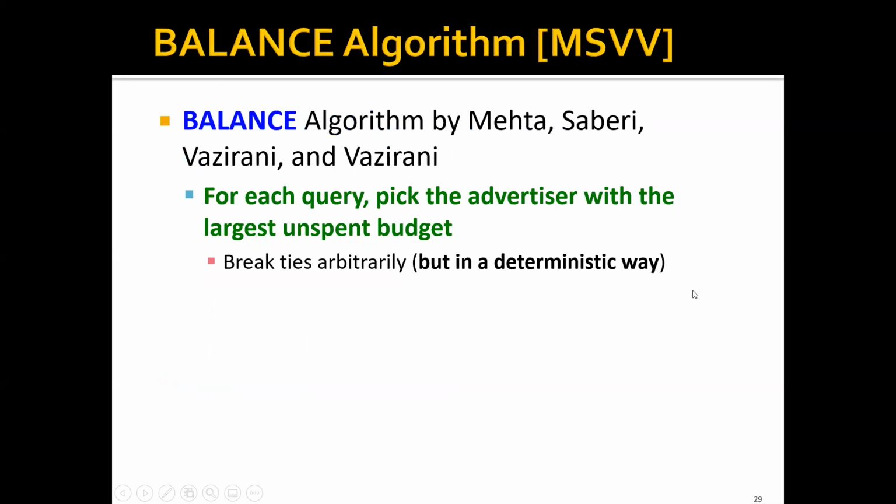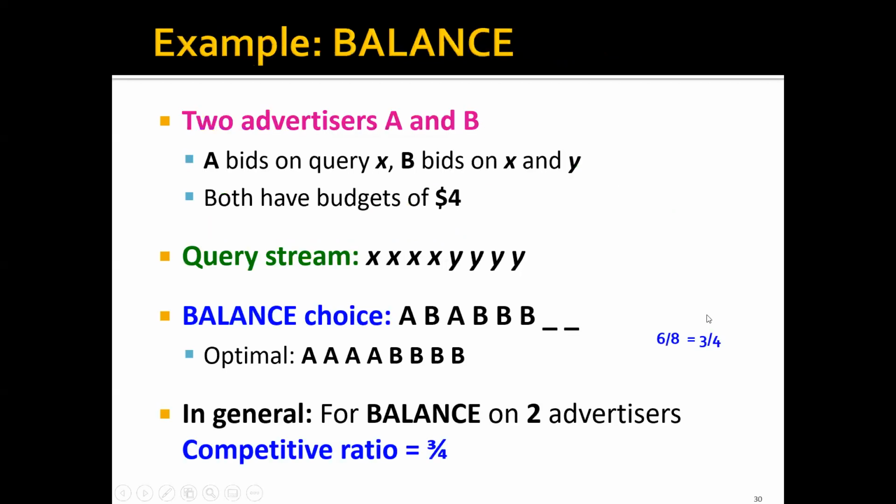Now we can actually improve upon the greedy algorithm using also a simple algorithm called the balance algorithm. In the balance algorithm, for each query, we will pick the advertiser with the largest unspent budget, or the largest balance. And this is how the algorithm gets its name, the balance algorithm. And the algorithm will break ties arbitrarily, but in a deterministic way. Now let's go back to the example.